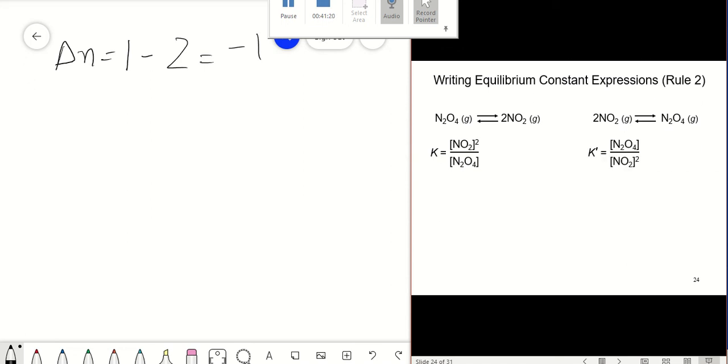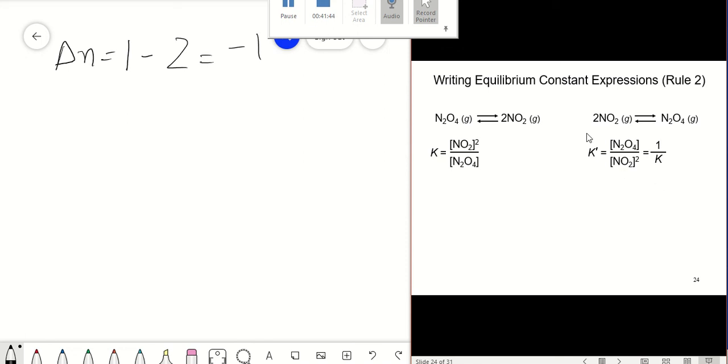It's going to be products. Now my product is N2O4, so concentration of N2O4 divided by NO2 squared. If we compare, these two reactions are reverses of each other. If we compare their equilibrium constants, we can see that they are also reverse, or reciprocal, of each other. So can we relate them like this?